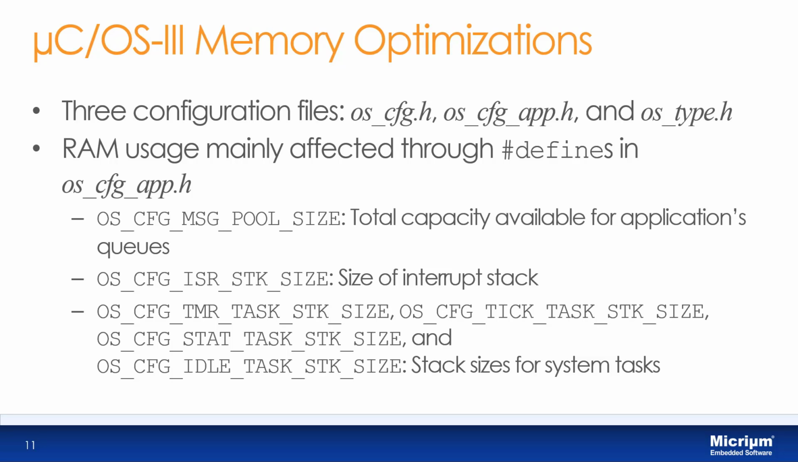As is the case for MicroCOS2, MicroCOS3 implements system tasks for performing a number of different kernel-specific operations. In the newer kernel, there can actually be as many as 4 of these tasks, and each has a pound-define to establish the size of the corresponding stack. The 4 definitions are osconfig timer task stack size, osconfig tick task stack size, osconfig stat task stack size, and osconfig idle task stack size. Like its predecessor, MicroCOS3 offers developers stack checking services to aid in determining appropriate sizes for each of the stacks.